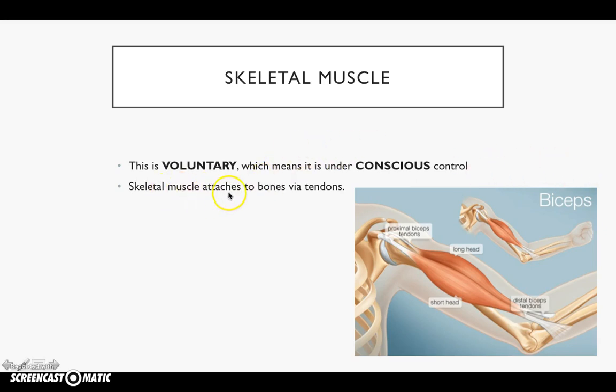So skeletal muscles are attached to bones via tendons. So underneath tendons put attached muscle to bone. As you can see here, this is the muscle. On the end of the muscle you have tendons. It's this white thing there and the white thing there. That is a tendon of a muscle. And the tendon attaches to the bone. So tendon attaches muscle to bone. That's what a tendon does. This creates movement. So skeletal muscle is voluntary muscle and is under conscious control.